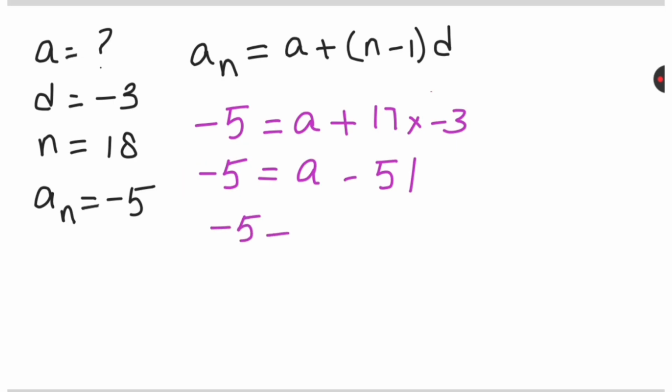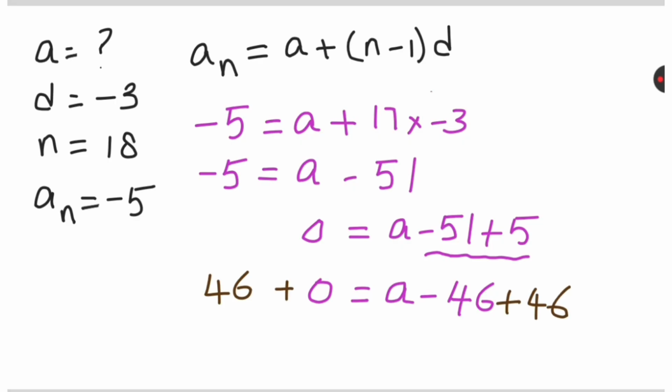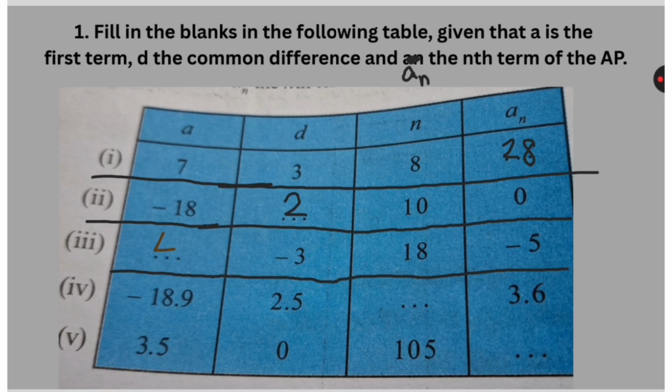Minus 5 plus 5, that is equal to A minus 51 plus 5. Minus 5 plus 5 gives 0, so let's write 0 here. Then A, here we have minus 51 plus 5, which gives minus 46. So A minus 46 equals 0. Here we need to find only A, not this minus 46, so that's why on both sides we add plus 46. Then on the right hand side, minus 46 plus 46 gives 0, and on the left hand side we have 46 plus 0, which gives only 46. So finally the A value is 46. For the third question, the A value is 46.